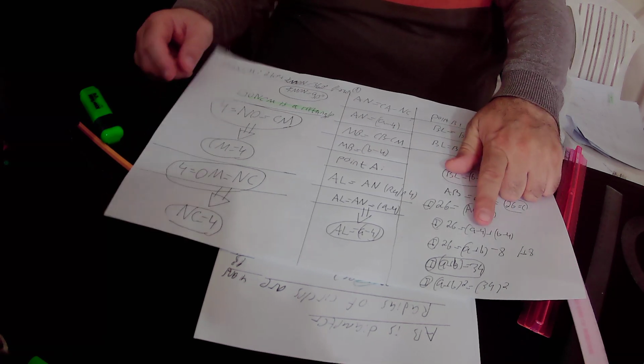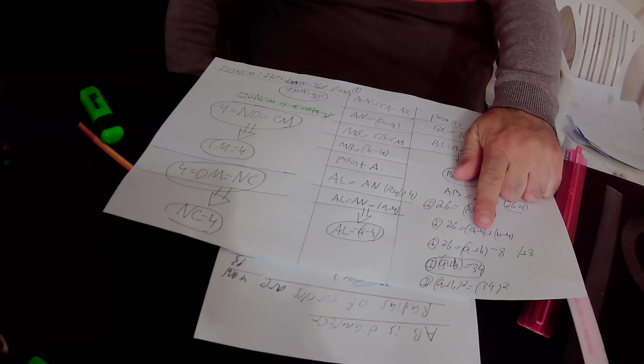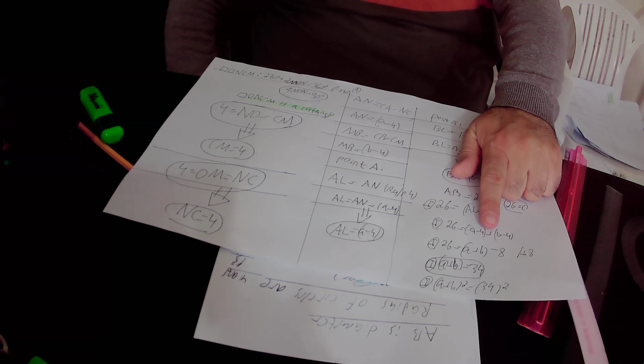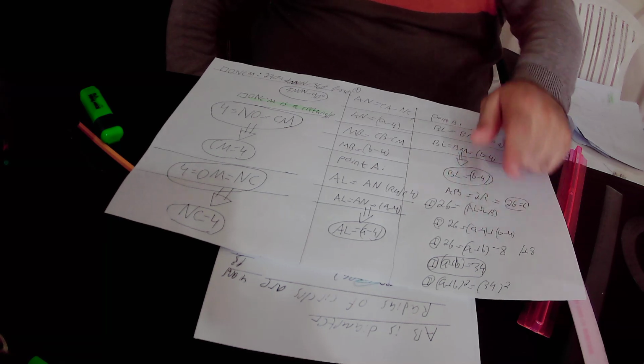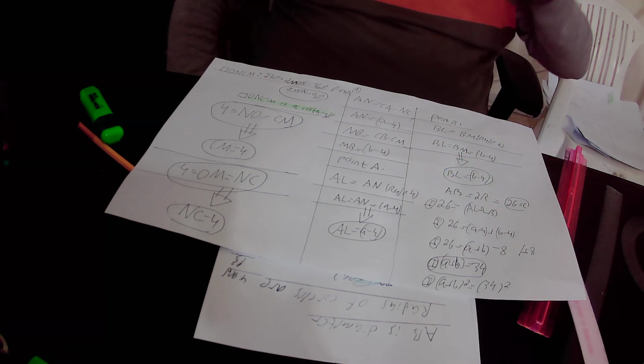So according to equation number 1, the diameter AB equals 26, that is equal to A plus B minus 8. We added 8 to this equation, equation number 1, and found out that A plus B equals 26 plus 8, that is 34. So according to equation number 1, A plus B equals 34.